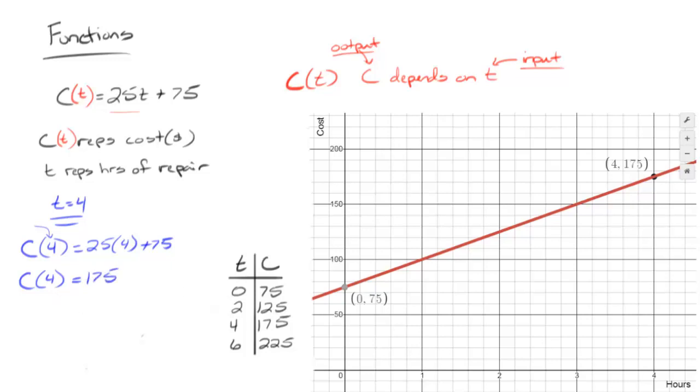Again, the important thing to get from this notation is that if we input a 4, we output a 175. Just to hit this again, this notation, c of 4, does not mean c times 4. There's no multiplication going on in this case. What this just means is that we want to input a value of 4 for t. If you notice back up here in the original notation, we've just taken out this t value and put a 4 in its place. To find that, we just plug in 4 for the t value here.